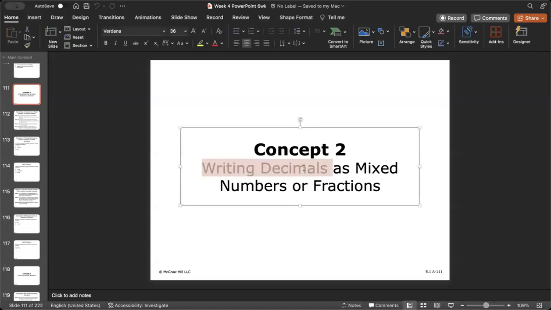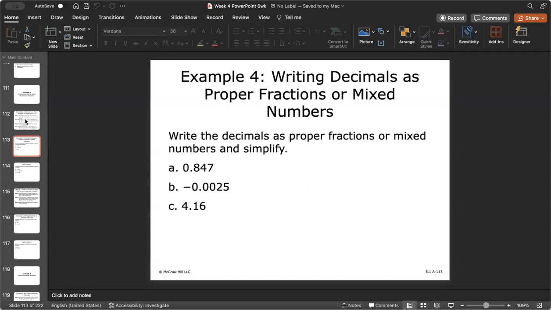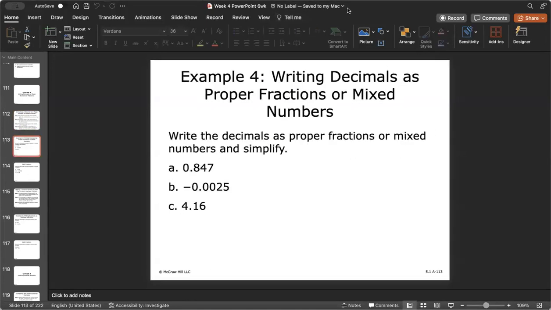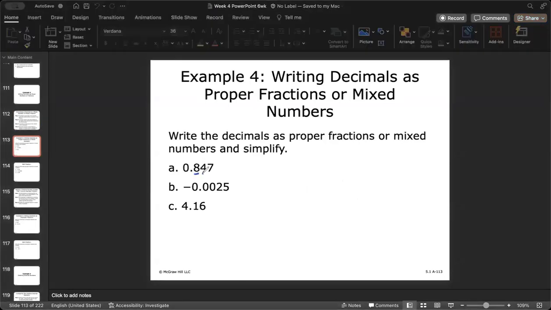Okay, so then the final thing we're going to do is this. Suppose you have a decimal, how do you write it as a fraction? And that's all based upon the places. Remember, each decimal spot has its own place. The first decimal spot is called the tenths place. The second decimal spot is called the hundredths place. And the third decimal spot is called the thousandths place.